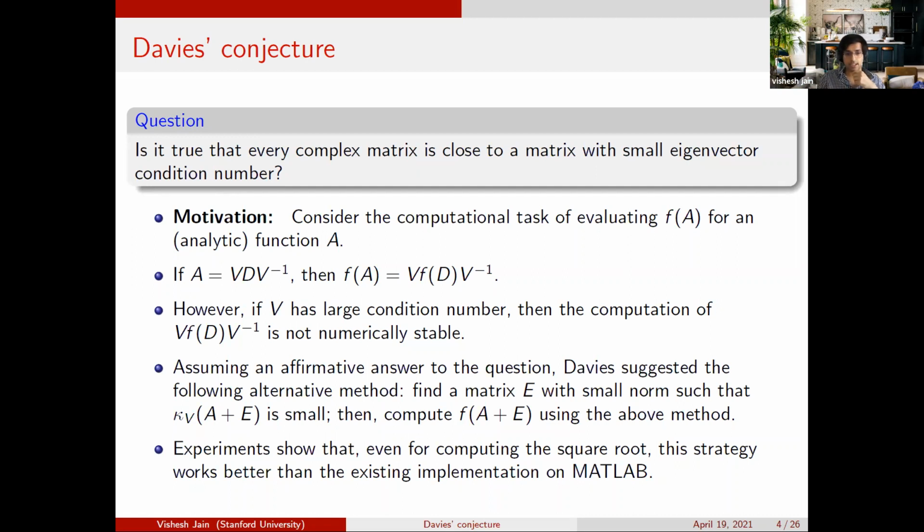One I'll mention is this recent work on approximate diagonalization of matrices.